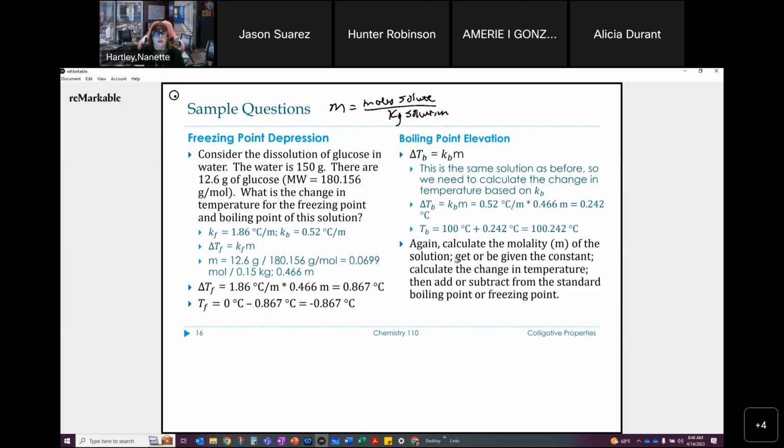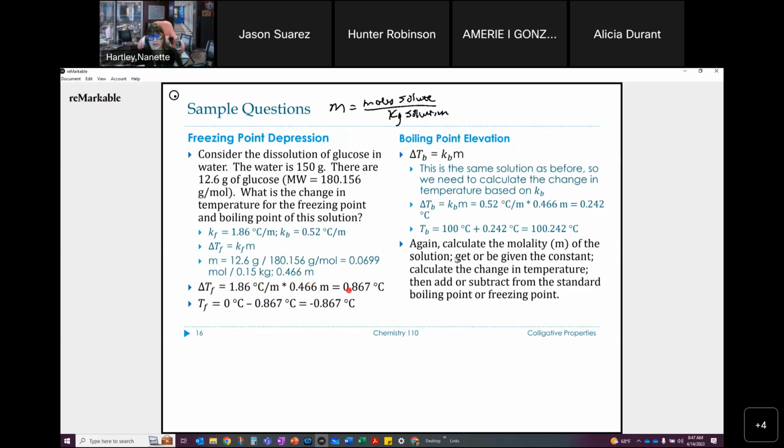Okay. So I can calculate the number of moles by taking that 12.6 grams and dividing it by the molecular weight of glucose, which is 180.156. Okay, that gives me 0.0699 moles. I divide that by the 0.15 kilograms, and that gives me 0.466 molal. Okay, awesome. So my delta TF equals 1.86 degrees C per molal times 0.466 molal, and that's 0.867 degrees C.